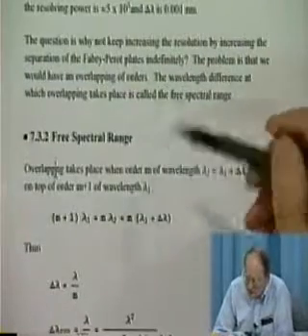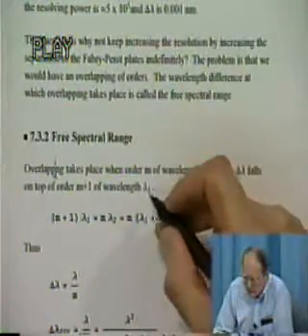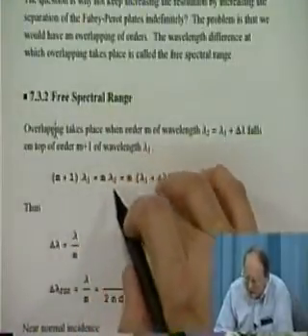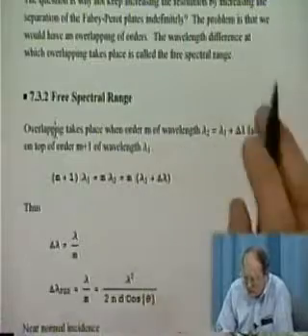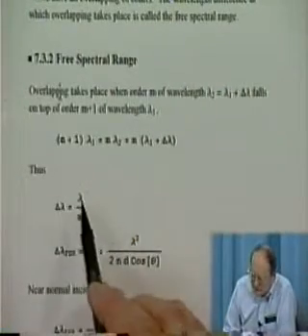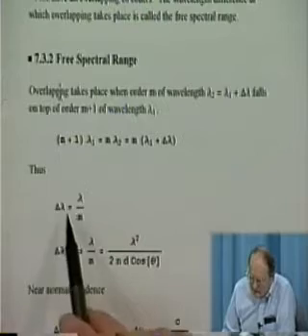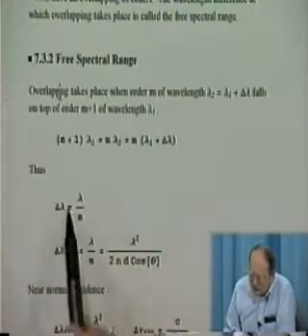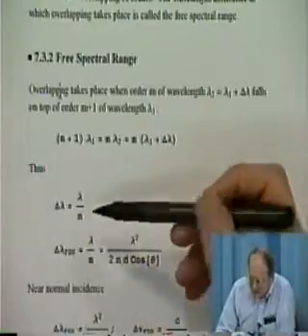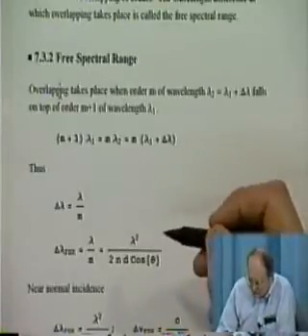which will take place when order M of wavelength lambda 2, so lambda 1 plus delta lambda, falls on top of order M plus 1 of wavelength lambda 1. Okay? So we're saying M plus 1 times lambda 1 is M times lambda 2, which is M times, well, lambda 1 plus delta lambda. And we play here for just a few seconds, and out pops the result that delta lambda then is lambda over M. So this is a spread we can have such that overlapping just barely takes over. So if we have a spread less than this, the overlapping will not take over. So here we'd have the delta lambda free spectral range is lambda over M, and I plug in here that M is 2nd cosine theta divided by lambda.